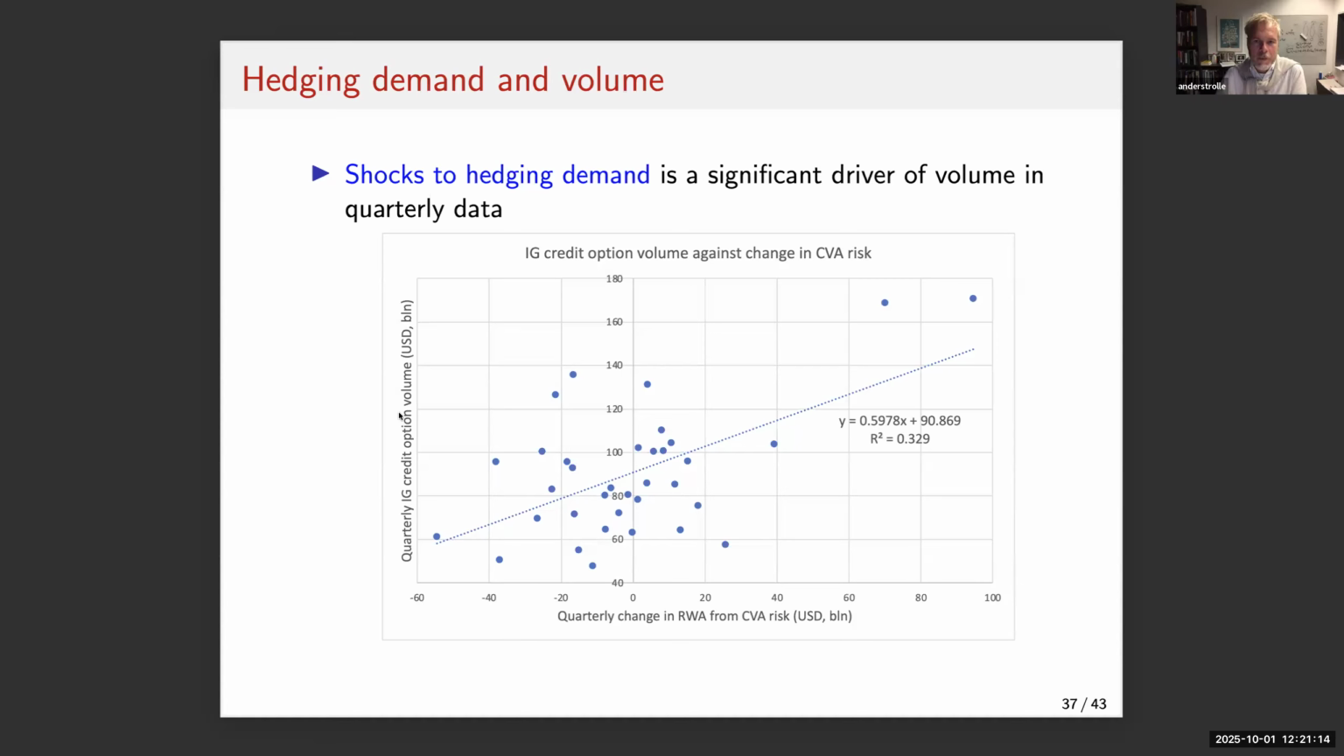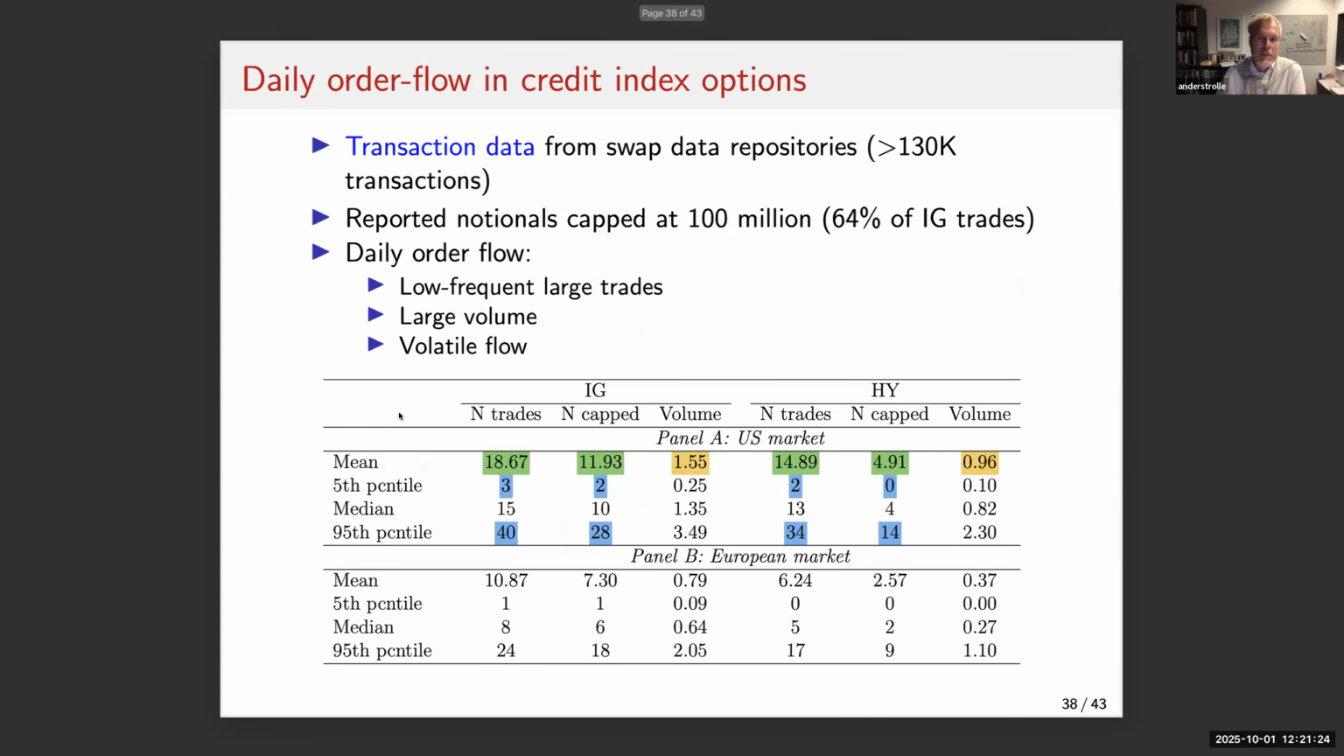Yeah, that's fine. And so then, there seems to be that a lot of the volume is driven by shocks to hedging demand. So not only do shocks to hedging demand have an impact on volume, but we also think it has an impact on the pricing of these options.